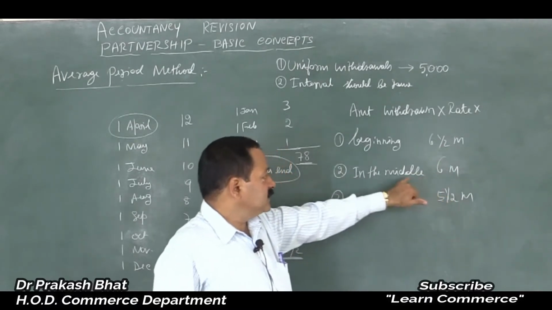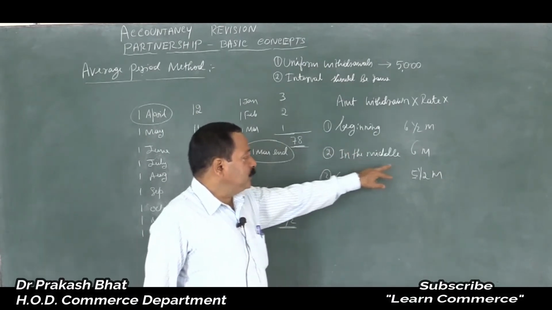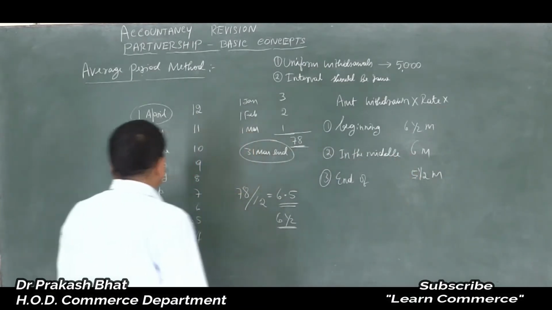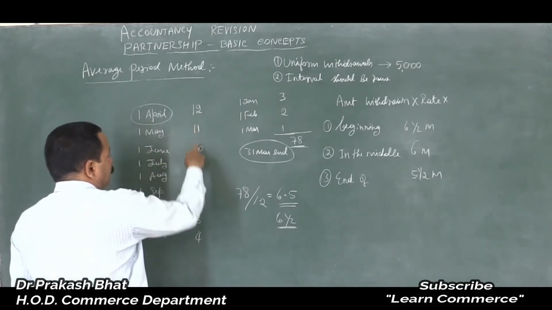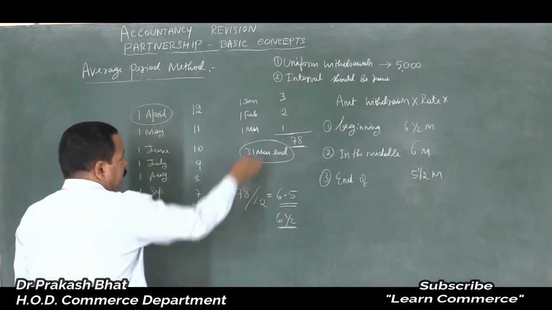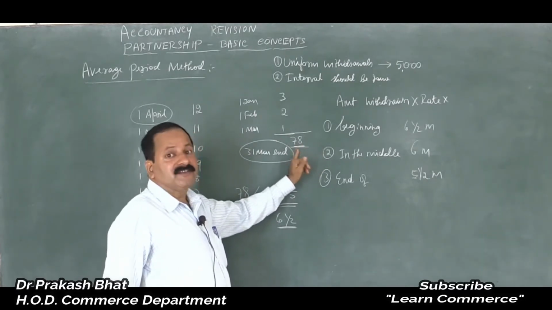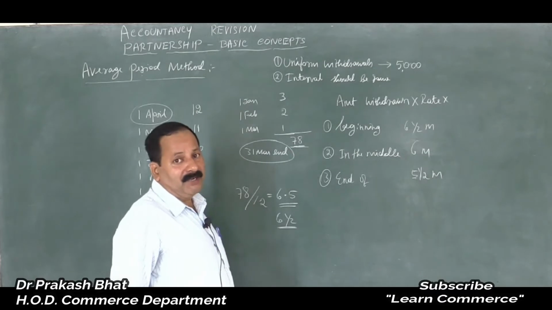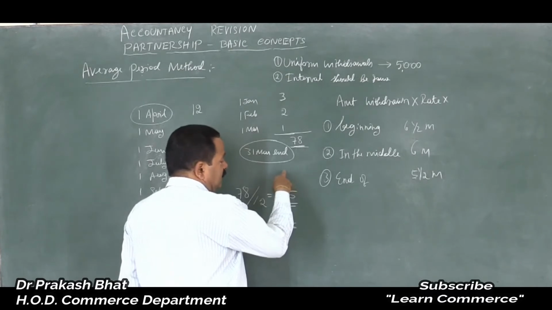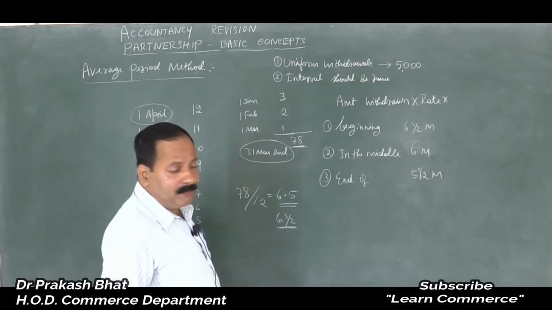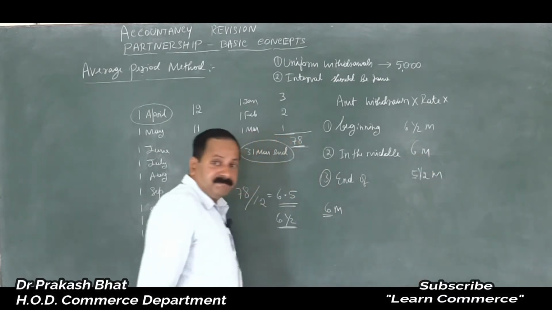So now let us move on to the next one, that is, in the middle of the month. In the middle of the month, see, I took 6 months. If you take it, then you will get the same thing, that is 11.5 months, 10.5, 9.5, 8.5, like that. If you add it together, you will get 72. If you divide 72 by 12, it will be 6. So I took it as 6 months.